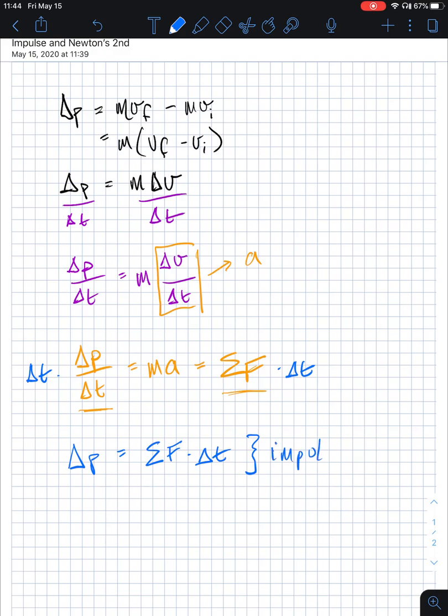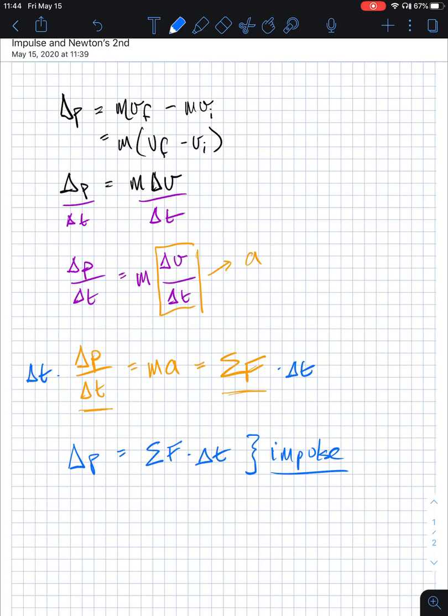It has a special name, and its units are Newton seconds, and that's the same as the units for momentum. Momentum's units are kilograms meters per second, and force's units are kilogram meters per second squared. Multiply that by seconds, and you get kilogram meters per second. So impulse is really how Newton thought about his second law.